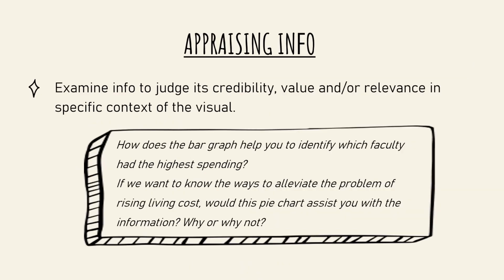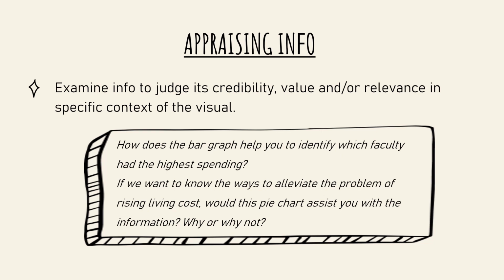And the last strategy under informational transfer through visual text is appraising information. In appraising information, you are expected to examine information in order to judge its credibility, the value, and or relevance in specific contexts of the visual. So these are some examples of questions that require you to do a little bit more examination or analysis. How does the bar graph help you to identify which faculty had the highest spending?